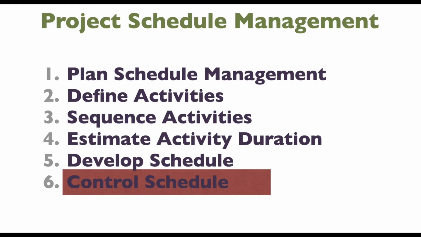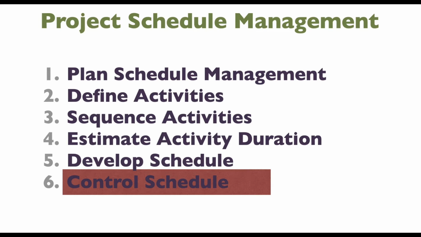Plan. From our first process, plan schedule management, we have a list of activities, activity attributes, and milestone list. From our second process, define activities. From sequence activities, we have the project schedule network diagram and project document updates. From estimate activity durations, we have duration estimates, basis of estimates, and project document updates. From develop schedule, we have schedule baseline, project schedule, schedule data, project documents, change requests, and project calendars.